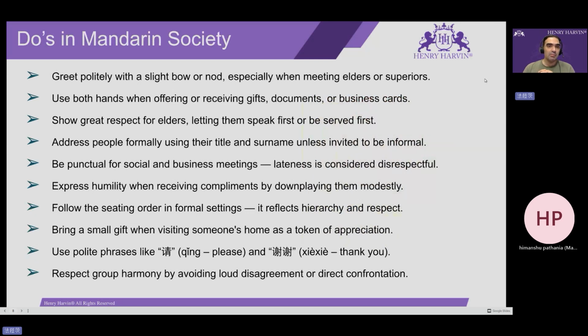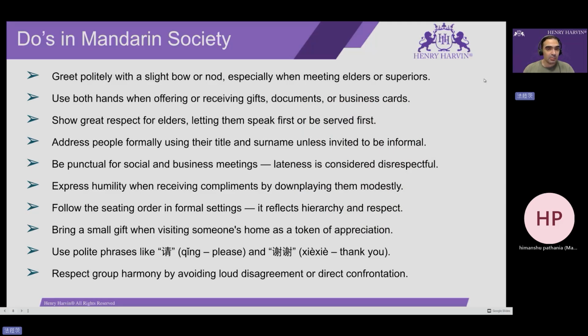In Mandarin society, what are the things that we need to keep our focus on? Greet politely with a slight bow or nod, especially when meeting elders or superiors. This is one of the most common aspects that we need to take notice of in a Mandarin society. Use both hands when offering or receiving gifts, documents, or business cards, something that we have already discussed before. And show great respect for elders, letting them speak first or be served first.